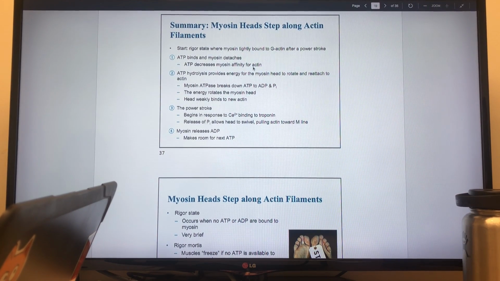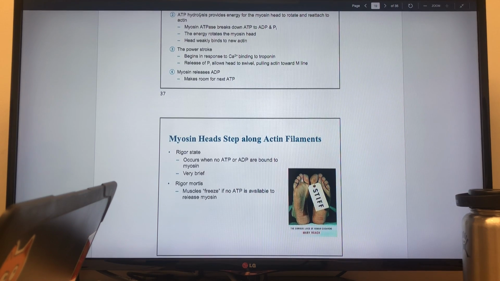So here's the summary. The main part right here is like you started already bound, you're ready in a flex state, and you already created the power stroke. So you're already flexed. Everything got pulled. What happens is first ATP binds to the myosin, which causes hydrolysis to allow it to detach. Then ATP provides energy for the myosin to rotate and go back to its normal position. So think of it as a two-part thing. ATP binds, breaks apart, and then there's still enough energy to return it to its normal position. Cool?